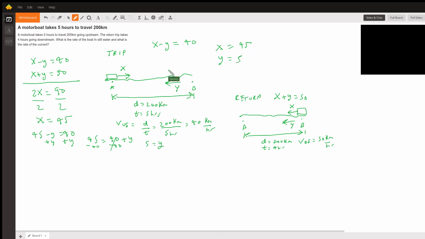These both have the same units; the question was talking about kilometers per hour. And remember, we said x is the rate of the boat in still water, and y is the rate of the current.